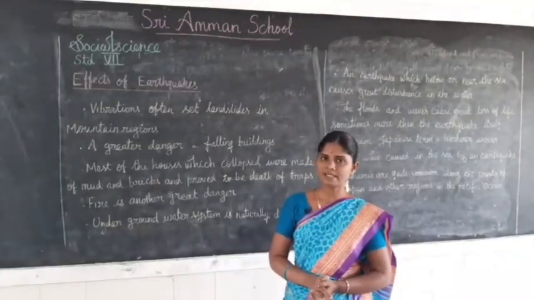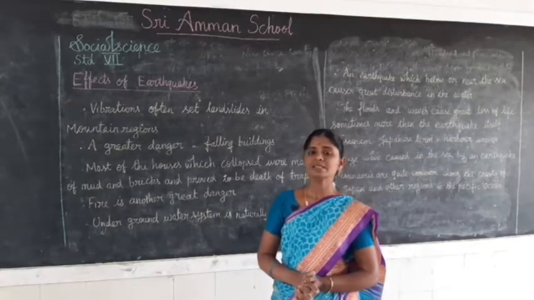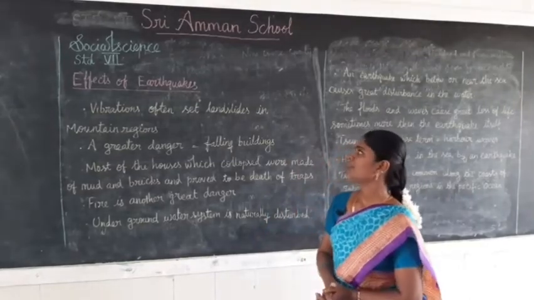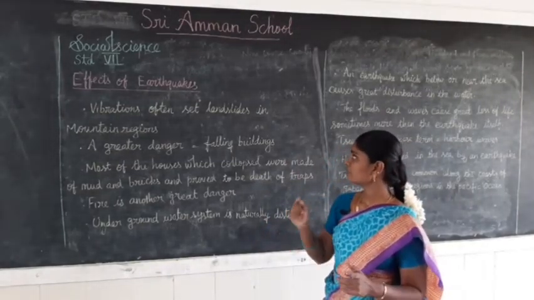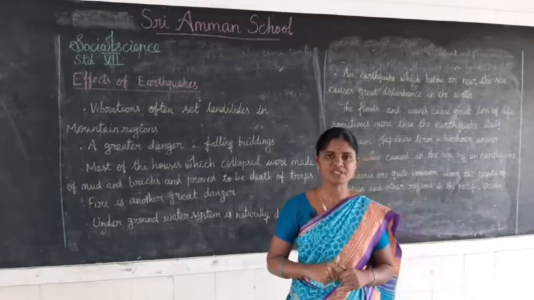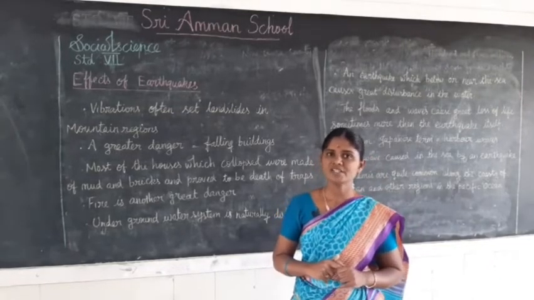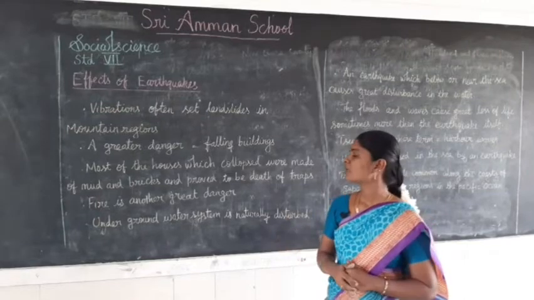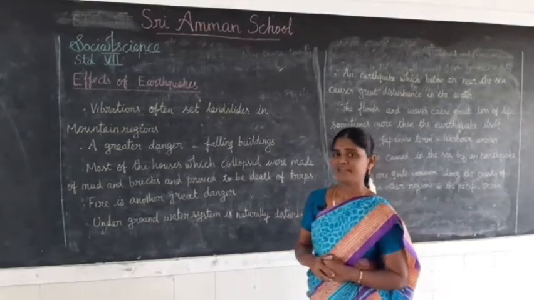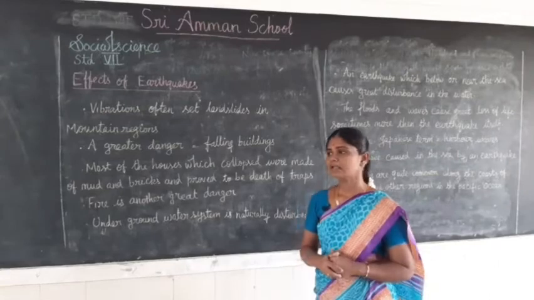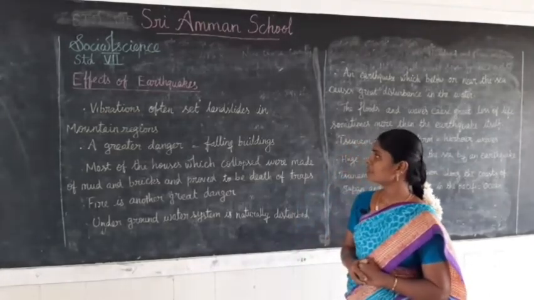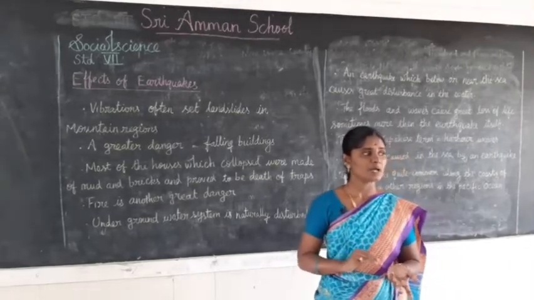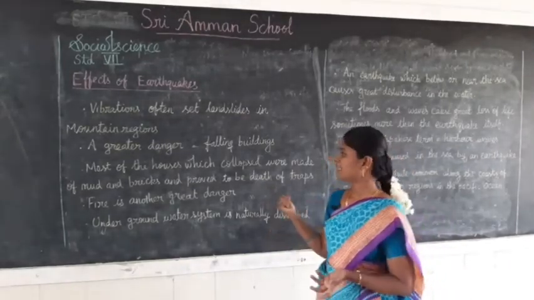Effects of earthquakes. Earthquakes may cause changes on the surface of the earth. Vibrations often set off landslides in the mountain regions. So, in the mountain regions during an earthquake, landslides may be caused. A greater danger in an earthquake is the falling of buildings.